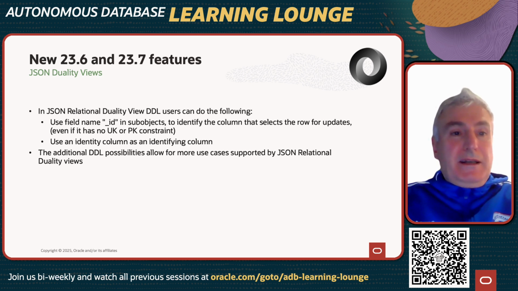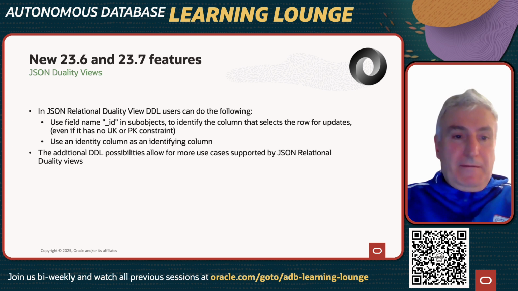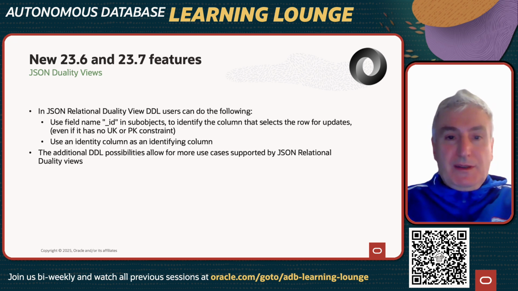First, in JSON-Relational Duality, you can do the following with data definition language. You can use the field name _id in sub-objects. Basically, it means that you can identify the columns that select the rows for updates. And that is possible even if the column doesn't have a unique or primary key constraint. That is a big change.